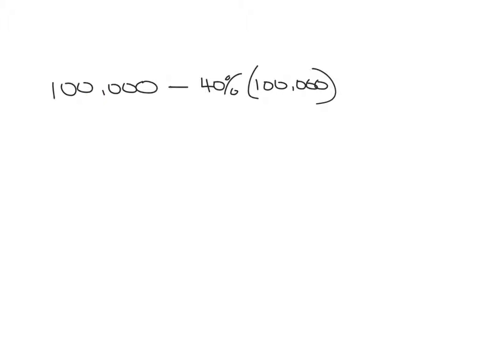Okay, so he had 100,000. We took away 40% of that 100,000. Now we can't use 40%. You can't use that in math. You've got to change it to a decimal. So we're going to change it to 0.40 because that's the decimal equivalent to 40%. Okay, that equals $60,000. That's how much money he has left after he lost 40%.